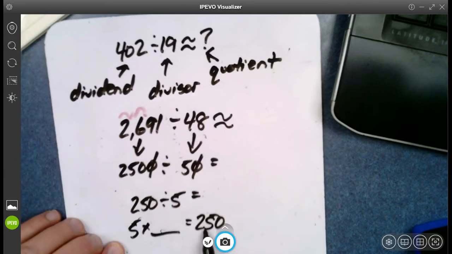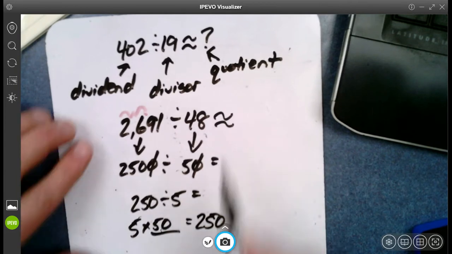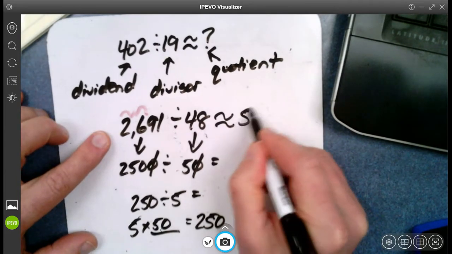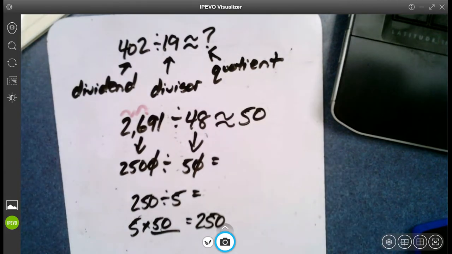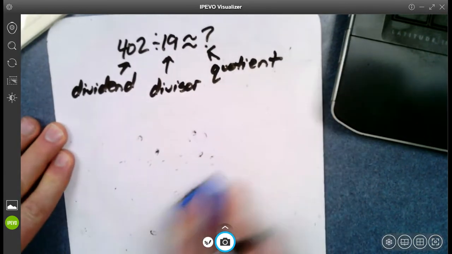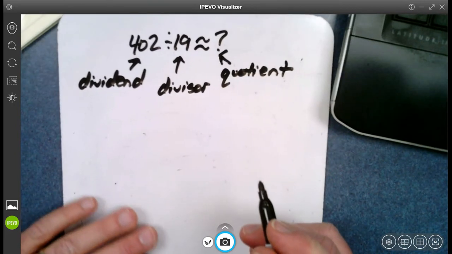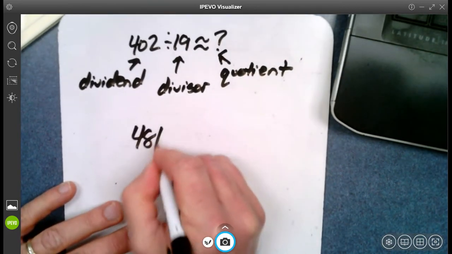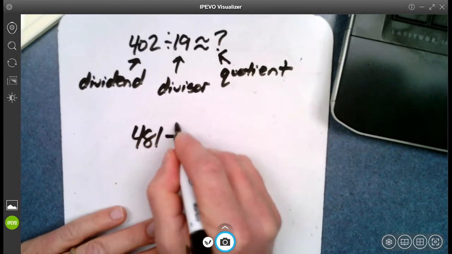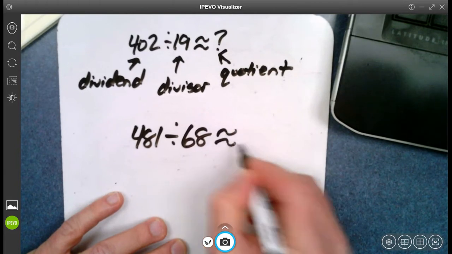Well, I know 5 times 5 is 25, and then I have a 0. So 5 times 50 is 250. So my estimated quotient is going to be 50. Okay, let's do one more. And then I'm going to write down the steps for you so you'll be able to freeze the video to follow the steps if you need to. Let's say I had 481 divided by 68.